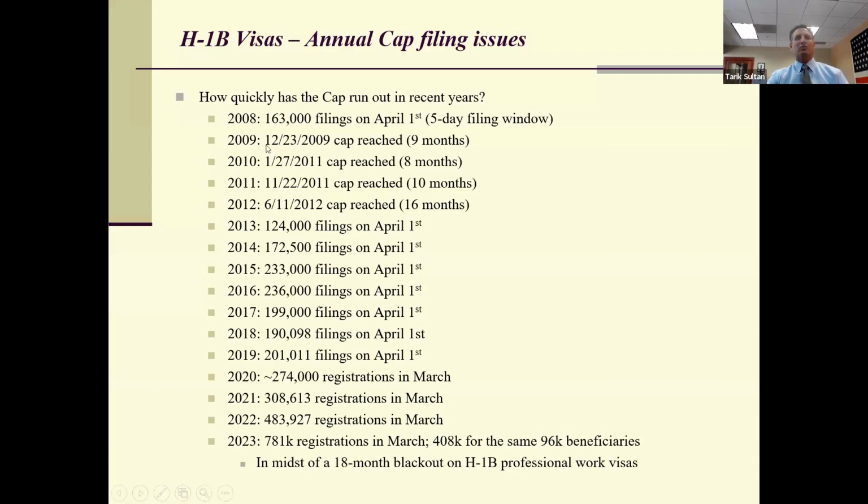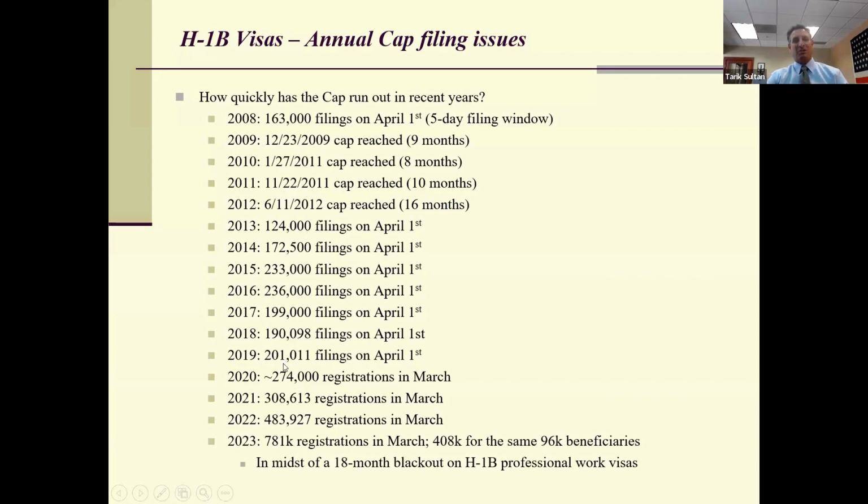So ever since 2013, we have gotten more filings than we needed on the first day. So we were at 124,000, odds were pretty good of selection, and it's literally just grown every single year. We had one little drop back here from 2017, 2018. And then it just took off like crazy since then.